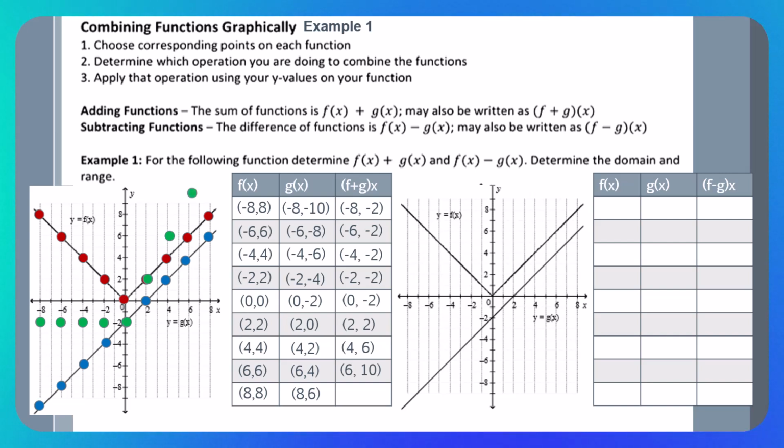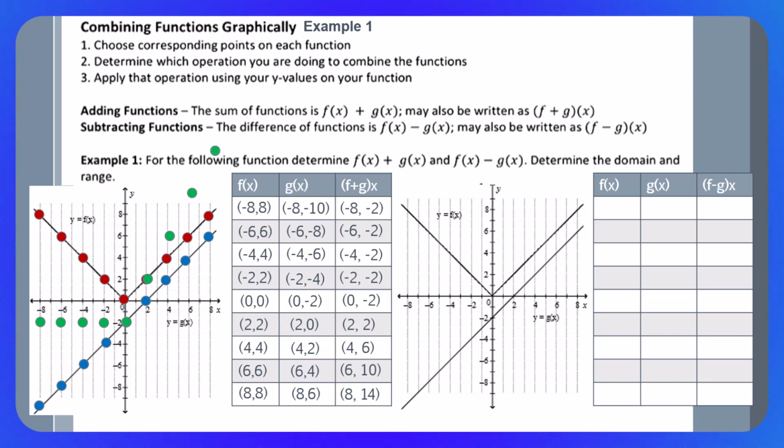And then for 8, for our x value, 8 plus 6 is 14. So I've plotted those points in green. Now let's connect the dots. Okay, and this is what our graph looks like in green.